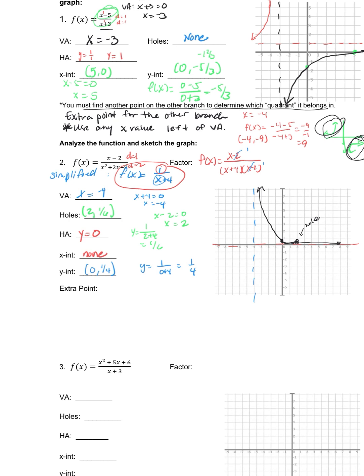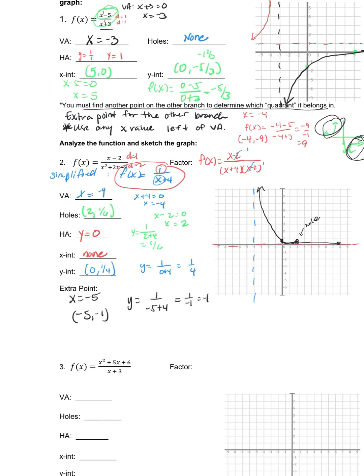Okay, so now what I want to do is find an extra point on the other side, to the left of the vertical asymptote. So we have -5 as the next point. If I let x equal -5, you're going to substitute into your simplified function. So y equals 1 over -5 plus 4, which is 1 over -1, which is -1. So I have an extra point at (-5, -1).